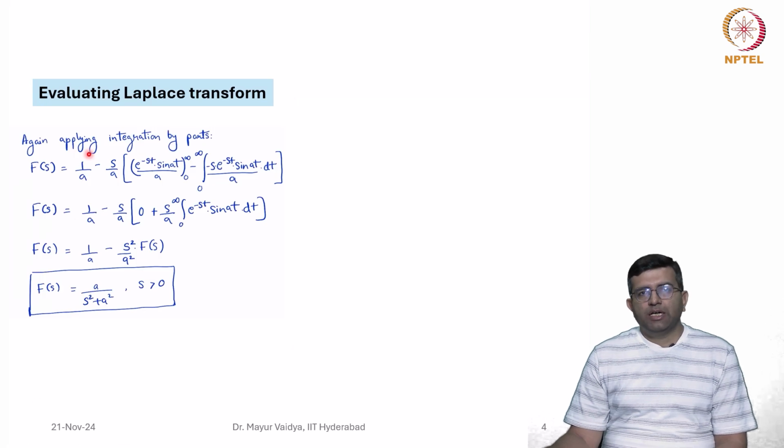If you apply the integration by parts again, what you get is F of s equal to 1 by a minus s by a. Again, e power minus st is the first function. The integral of cos at is sin at by a. Remember, the integral of cos is a plus sign, so there is no negative here. From 0 to infinity, minus the integral from 0 to infinity, inside the integral you have the differential of e power minus st, which is minus s into e power minus st, and the integration of the cos, which is sin at by a.